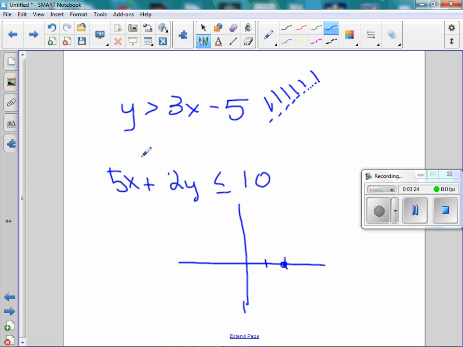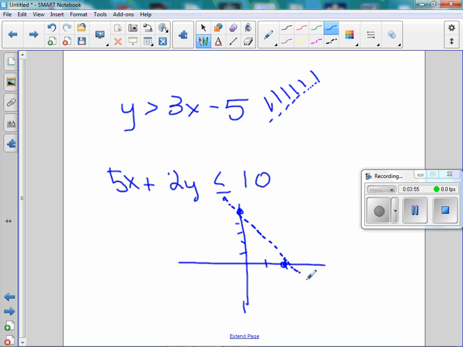So we want to know now when x is 0, that means there's nothing here. We just have 2y is less than 10. So y is going to be 5. 2, 3, 4, 5. So when you do the intercept method, just assume it's equal to. Don't worry about inequalities. Just mark your points. So you know it's a dotted line. So just mark a dotted line here from 5 to 2. Okay.